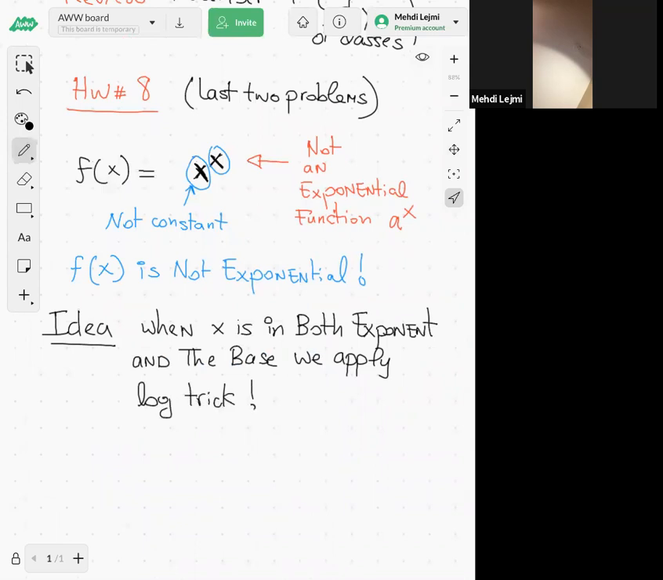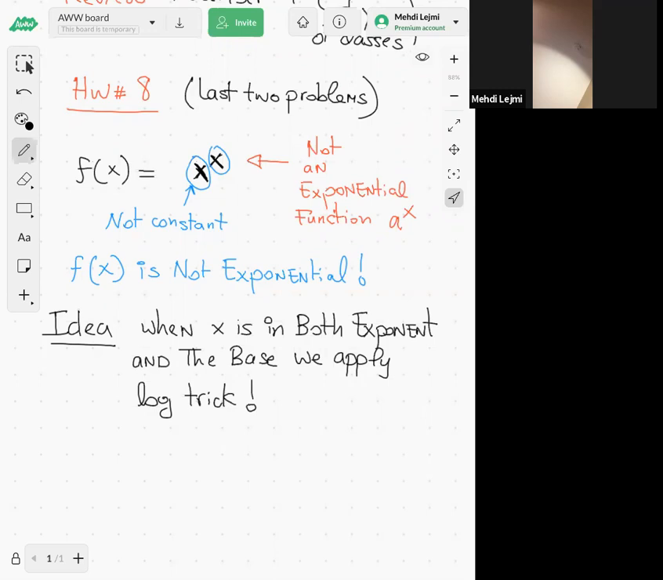This is like in the last two problems in the homework. If you check the last two problems, the variable x is in the power and also in the base. We have x to the power 1 over x, or sine of x to the power x. In sine of x there's an x, so you have an x in the base. In both cases you have to apply the log trick.